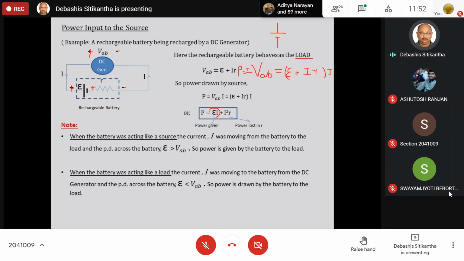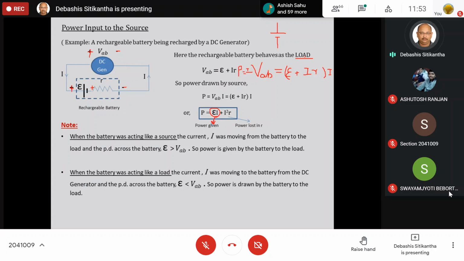Now this EI is the power consumed by the battery to get charged up, whereas this I square R is the power lost in the internal resistance. That means when the battery is getting charged up or when it is getting discharged, every time some power is wasted in the internal resistance of the EMF source, in the form of heat.